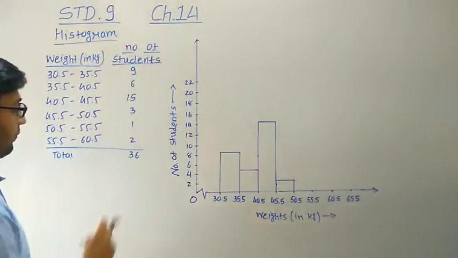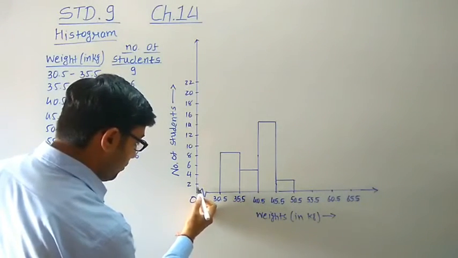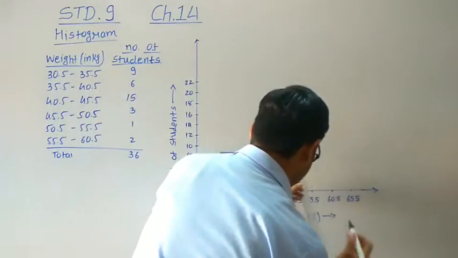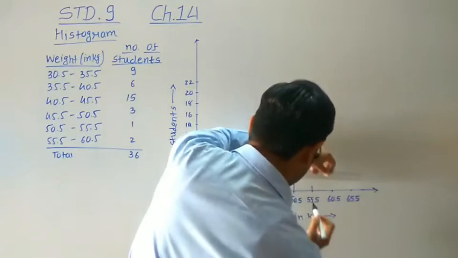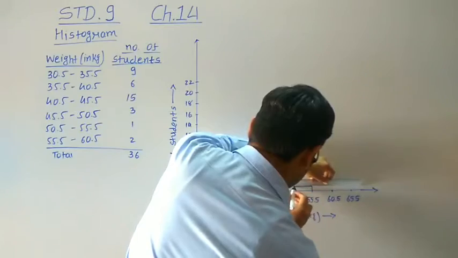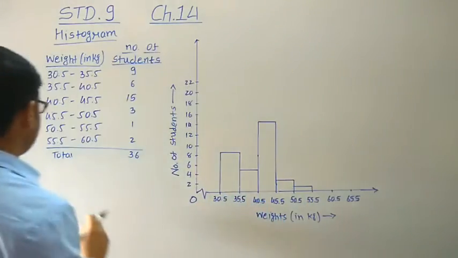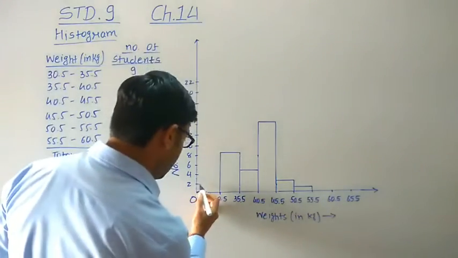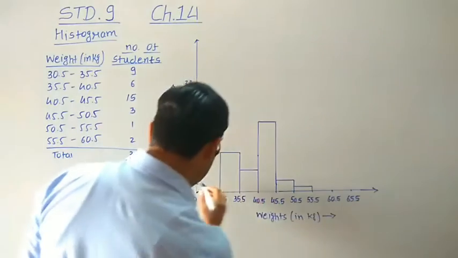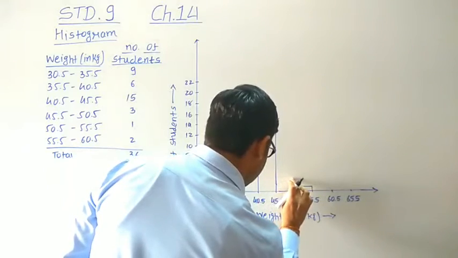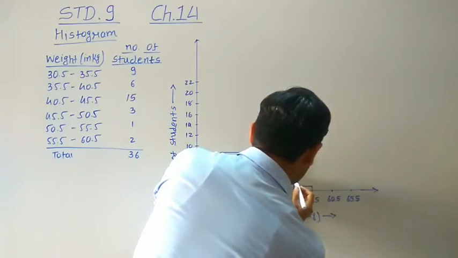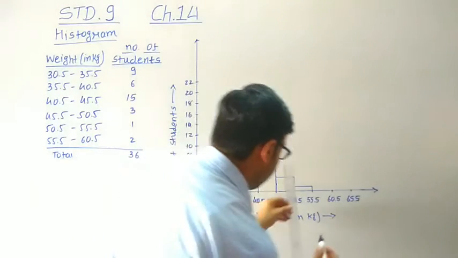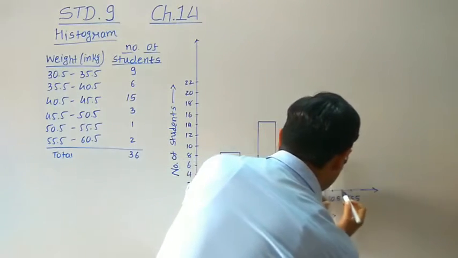Now 50.5 to 55.5, the value is only 1. 1 means between 0 and 2, so we take the half value here. And the next one, the last one, is 55.5 to 60.5. It has the value 2. The number of students is 2. 2 means here we have to take up to this one.